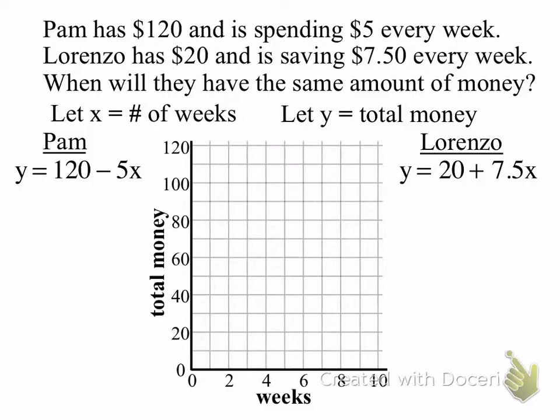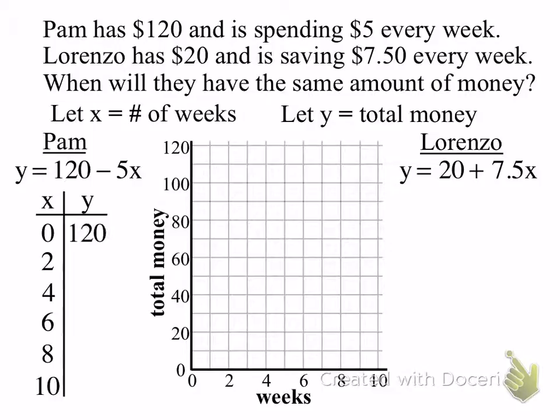Now, let's make a table. Let's go by twos, because that's what my PowerPoint does. When X is 0 weeks, how much money does Pam have? $120. When X is 2 weeks, what does Pam have? 110. It's pretty easy mental math. When it's 4 weeks, what does Pam have? 100. Good. When it's 6 weeks, it's 90. When it's 8 weeks, 80. And we plot those points.